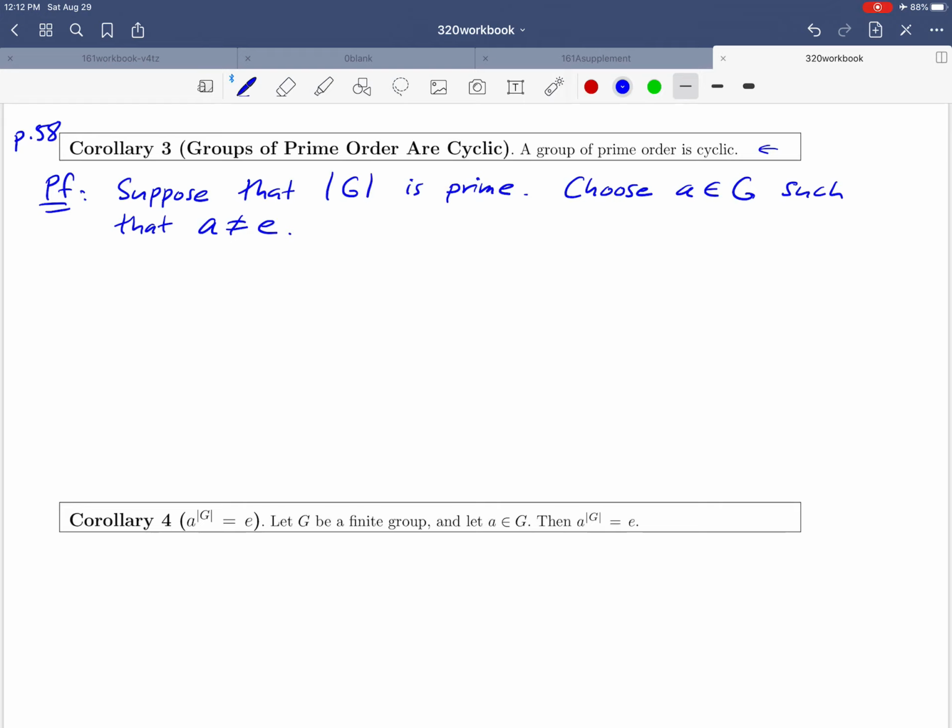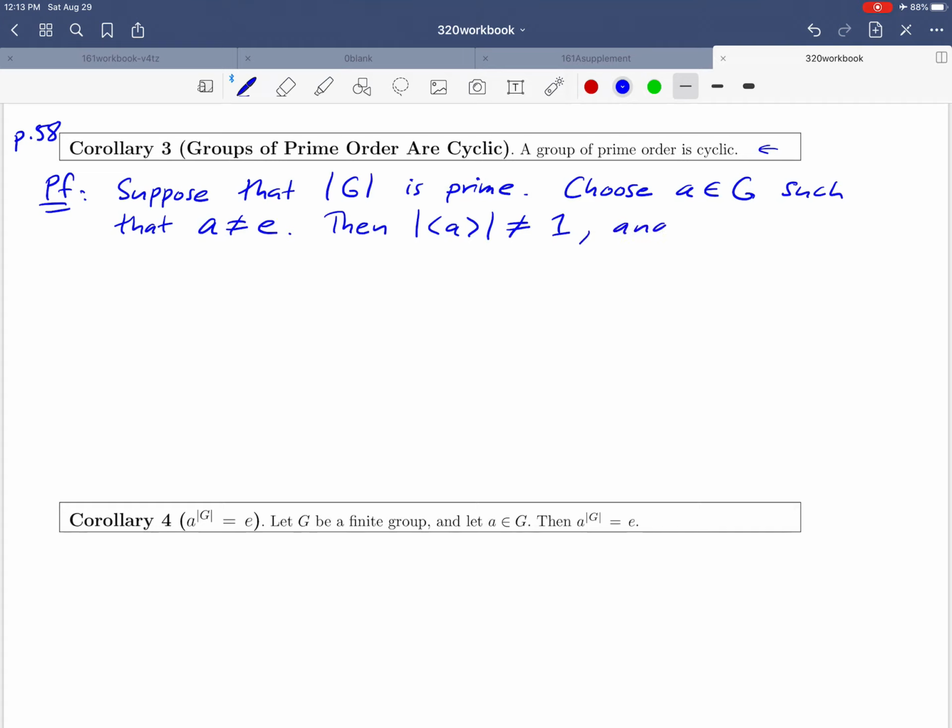Okay, well, if we start with a non-identity element, then that means if we look at the cyclic subgroup generated by a, it's got to have more than just the identity element in it. Or said another way, if we take the order of that cyclic subgroup, it can't be 1. It's got to be bigger than 1 because we started with a non-identity element. Okay, so we've got that.